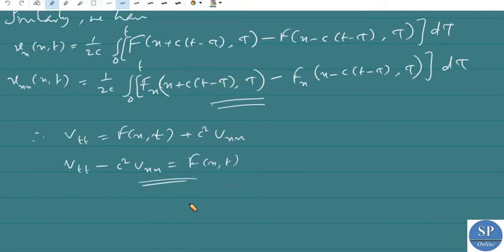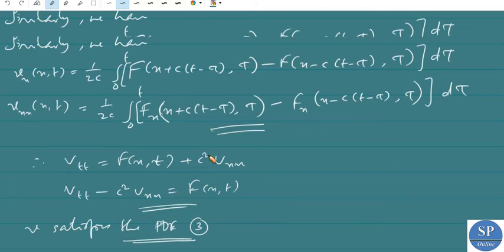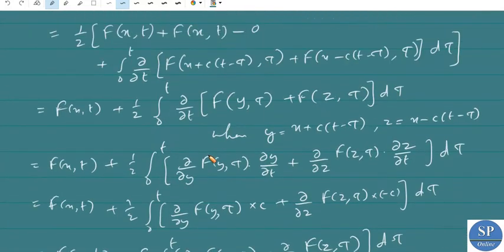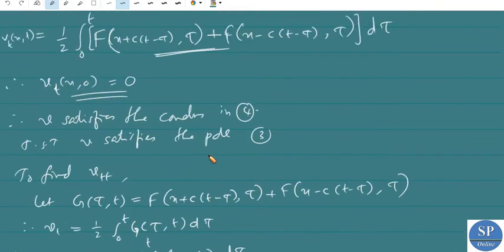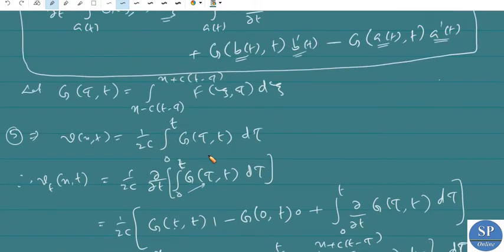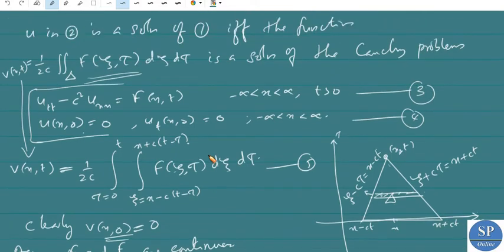Therefore, V also satisfies the PDE. The PDE 3, I think. Okay, so it satisfies the PDE and these initial conditions. So that's the proof.